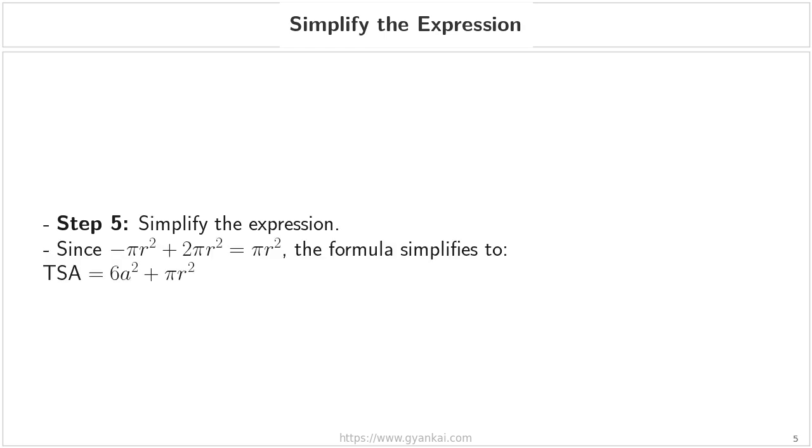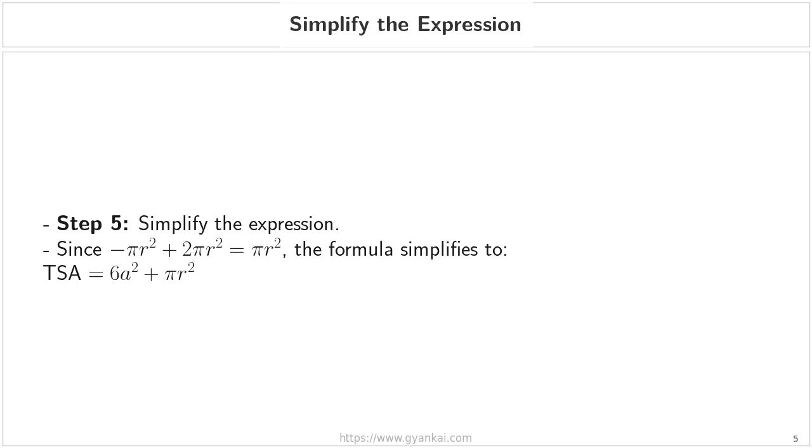Simplify the expression. Now that we have set up our full expression from the previous step, we reach our final step, step 5, which is to simplify the expression. If you look at the terms we have, negative pi r squared plus 2 pi r squared. Since these are like terms, both involving pi r squared, we can combine them. When you subtract 1 pi r squared from 2 pi r squared, you are left with just a single pi r squared.